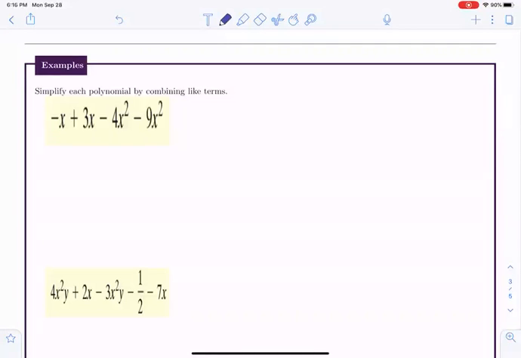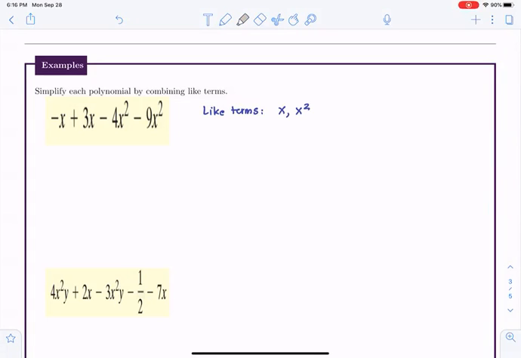So in these examples, what we have to do is simplify each polynomial by combining like terms. Anytime we say simplify, when it comes to polynomials, we are going to combine like terms. What are like terms? Terms that look alike in terms of the variable. So what are the like terms here first? So the like terms are x and x squared. So those are two different distinct terms in x.